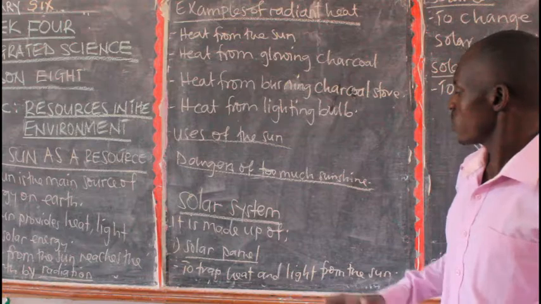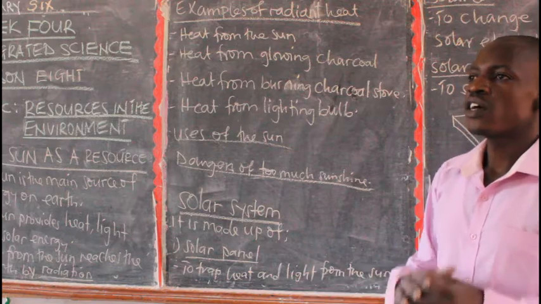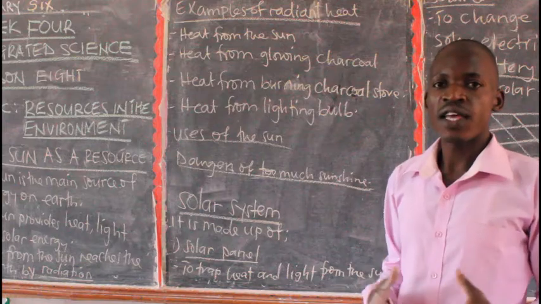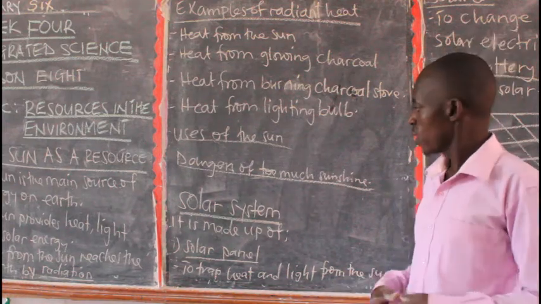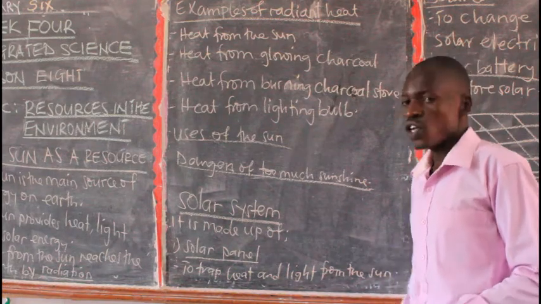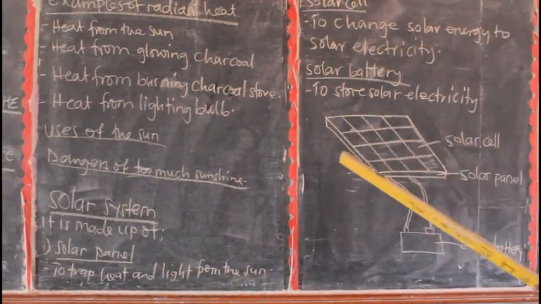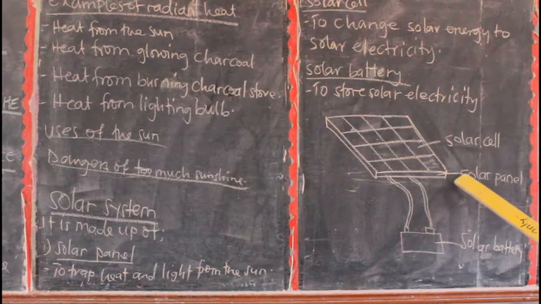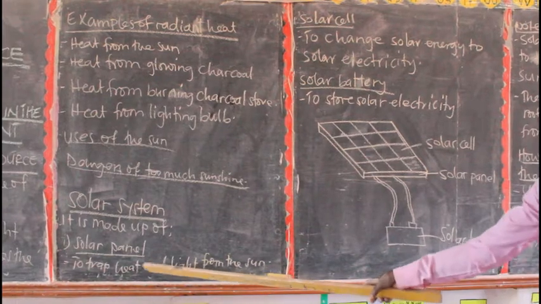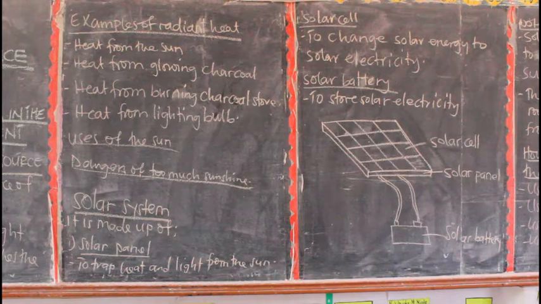When we are dealing with the sun, we cannot hesitate to talk about the solar system. The solar system is made up of the following parts. We have heard about solar in villages where there's no electricity. Even in town here, people use solar to avoid problems with electricity. So the solar system has the following parts. One, it has the solar panel. The whole of this item is our solar panel. What's the importance of this solar panel? The importance of the solar panel is to trap heat and light from the sun.